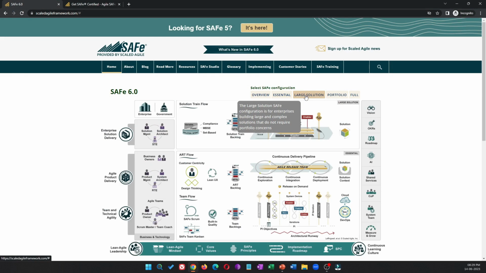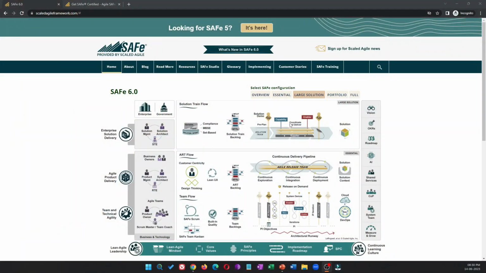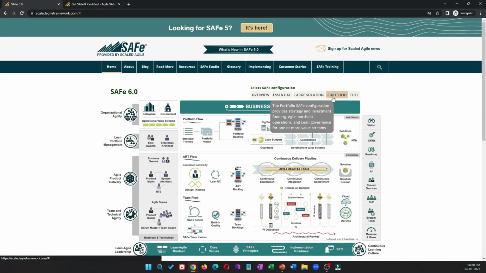Once you do so, you can go to the large solution, right? Large solution safe. It is a configuration for enterprises that are building large and complex solutions and they do not have portfolio concerns. So you may not have multiple portfolios, right? And that kind of organization can look into large solution of safe. Then there is a portfolio safe configuration which provides strategy and investment funding, agile portfolio organization, and lean governance for one or more value streams.